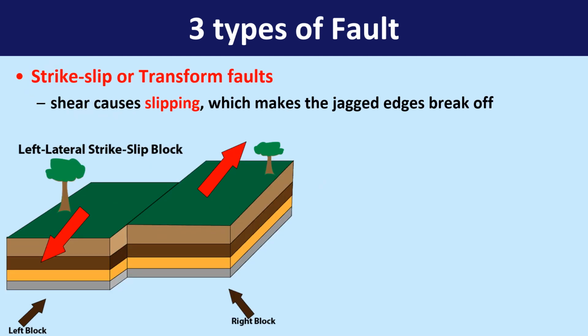The next one is strike slip and transform fault. But this is more like a shear force, if you guys remember. It's a ripping. You have one force that goes in one direction and another one goes completely opposite. So that's a key thing, opposite direction, and that causes zigzag damage.